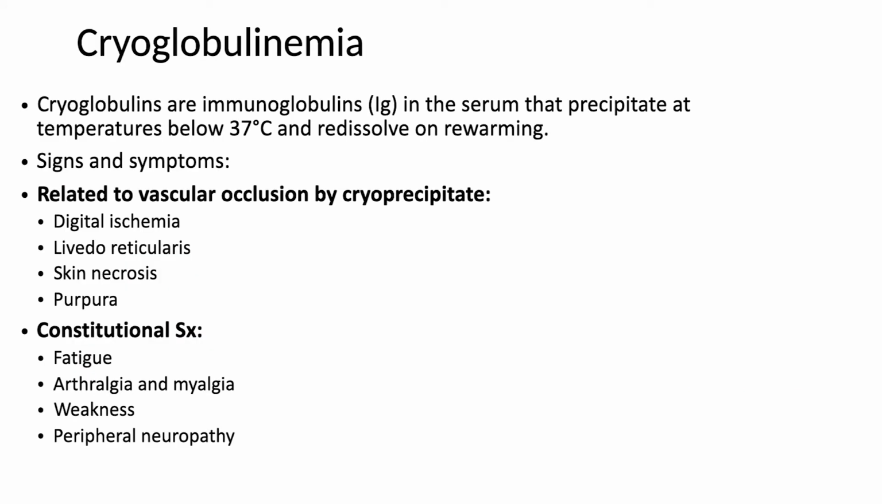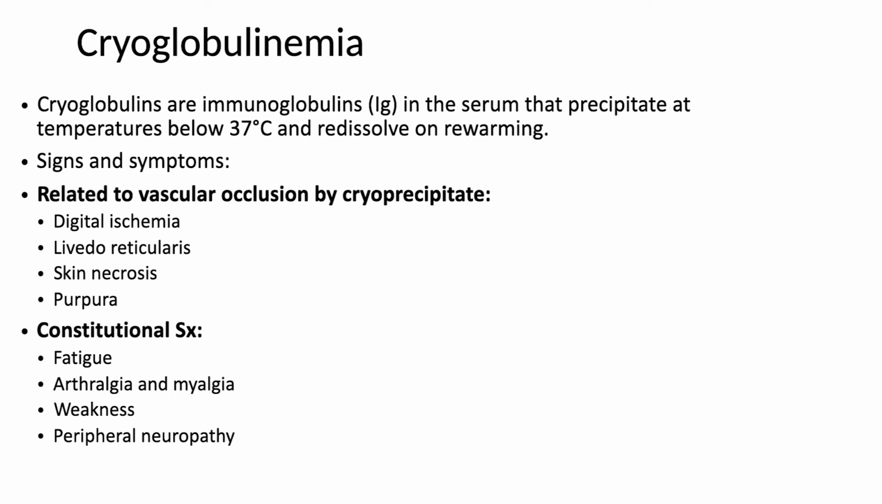Cryoglobulinemia is also one of the monoclonal disorders. However, only type 1 and type 2 can be monoclonal, and it's a disease in which proteins in the serum precipitate at a temperature of less than 37 and redissolve when they are rewarmed. Signs and symptoms are related to vascular occlusion by cryoprecipitate, which could be digital ischemia, livedo reticularis, skin necrosis, or purpura. There could be constitutional symptoms: fatigue, arthralgia, myalgia, weakness, or peripheral neuropathy.